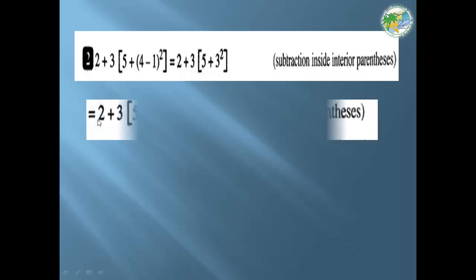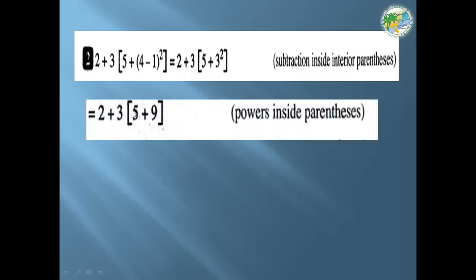So the first order solved is between brackets. After we finish, we solve the power. After we finish, divide or multiply according to left to right. Okay, so number 1, we solve the numbers between the brackets. The interior bracket 4 minus 1 is 3 power 2. Then we have the exterior bracket, so we finish solving the exterior brackets, which equals 2 plus 3 with the power, meaning 5 plus 9, inside the outside bracket.